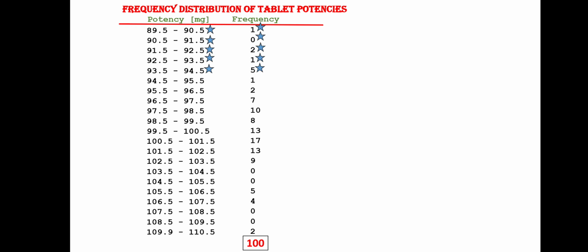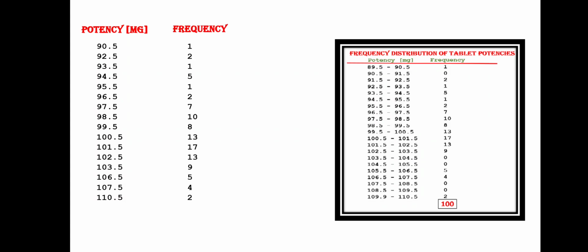I hope you understood this. Now we are using the lower limit over here, and these are all the frequencies, and if we add all the frequencies, we get 100. That means we have made 100 tablets, and these are the potencies, and these are the frequencies of these potencies. Next we'll have a cumulative frequency.